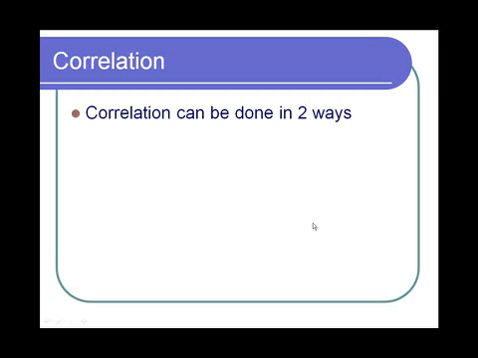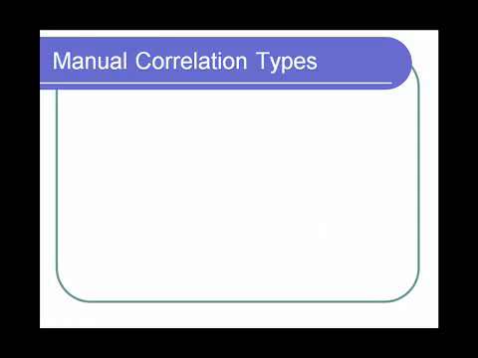Correlation can be done in two ways: manual and automatic. Let's look at manual correlation first. Manual correlation can be done in three ways.